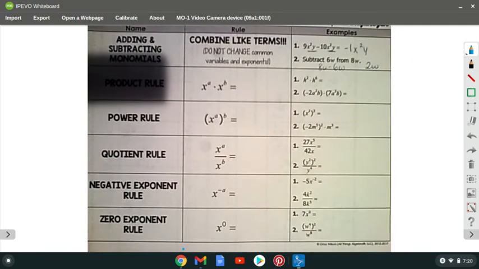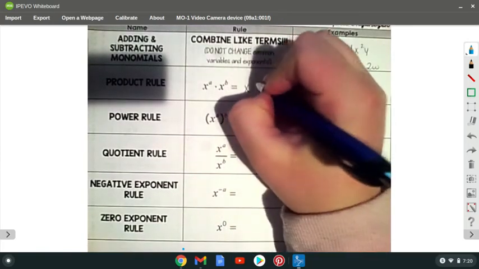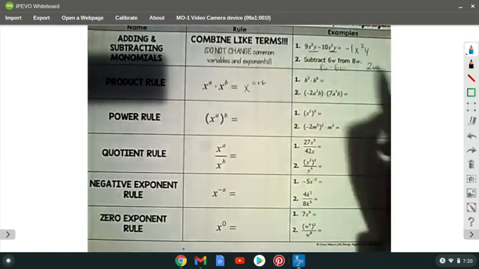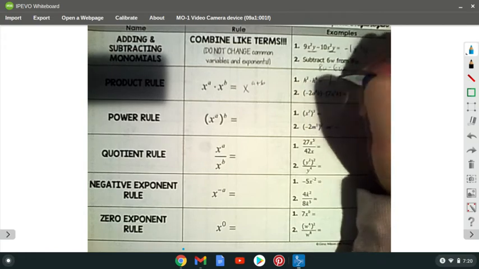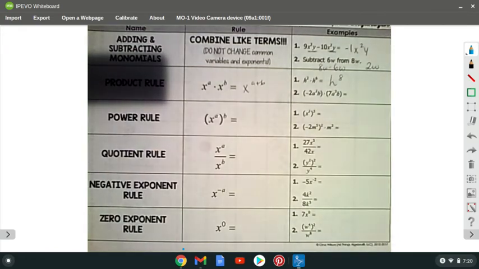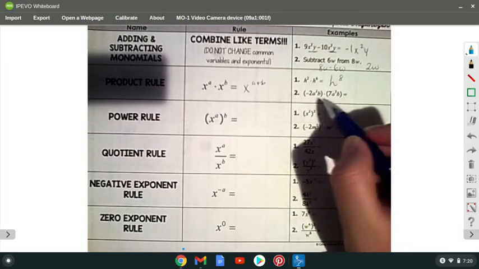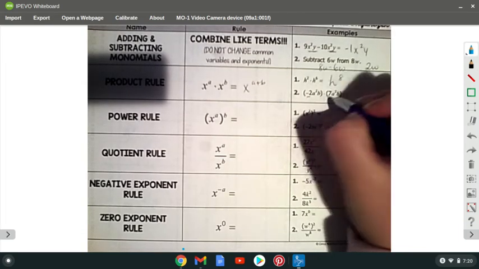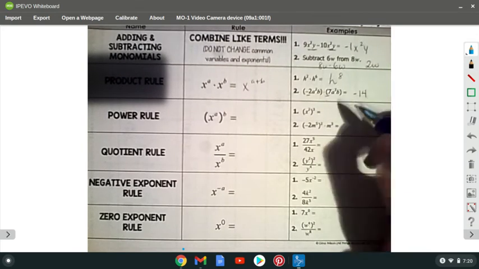Reviewing those exponent rules we started last class, your product rule: if we're multiplying bases, then we're going to add the exponents. So over here, if I have h to the power of 2 times h to the power of 6, I'm going to add those two exponents, add the 2 and 6 to get h to the power of 8. Down here, if I'm multiplying bases, I have to multiply these coefficients. -2 times 7 is -14.